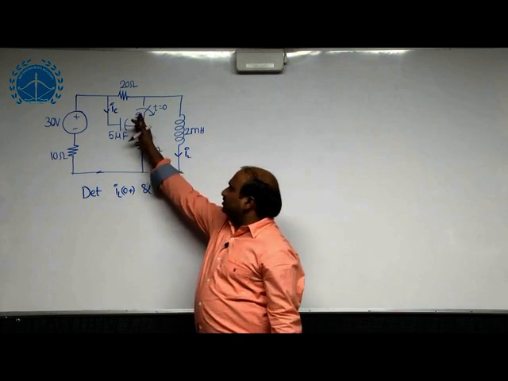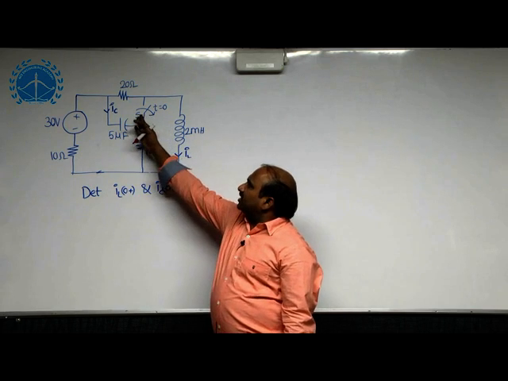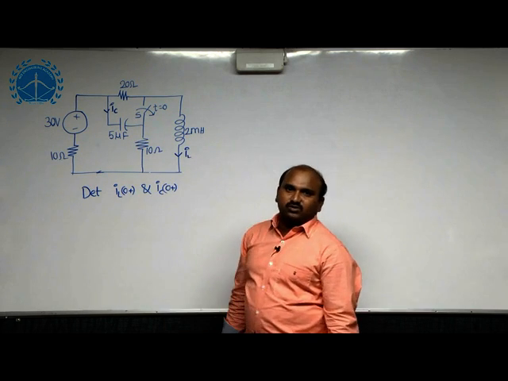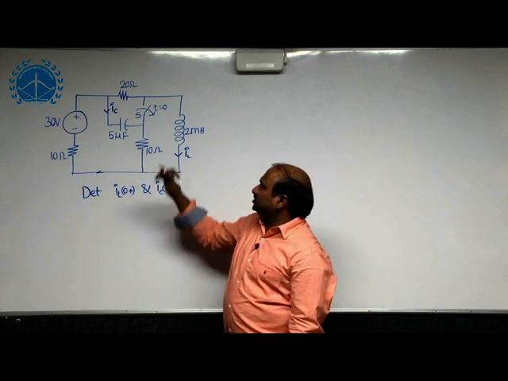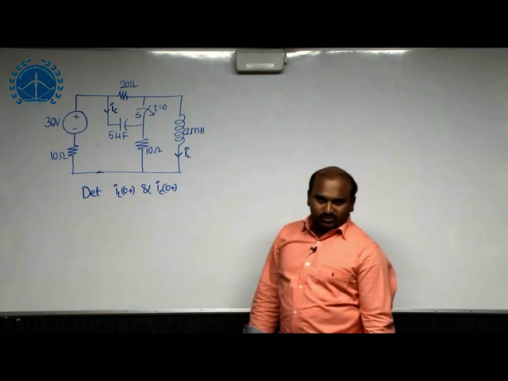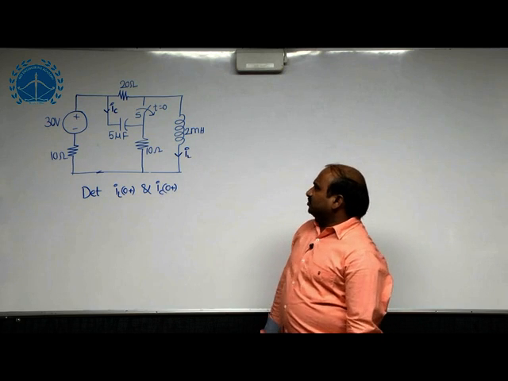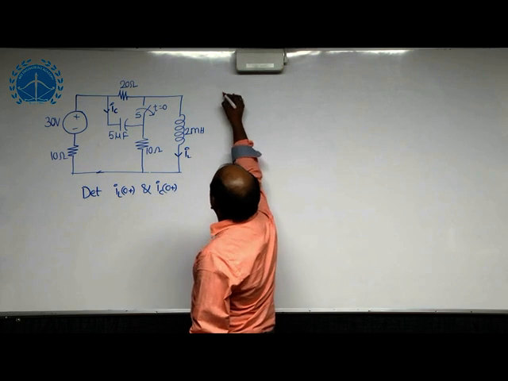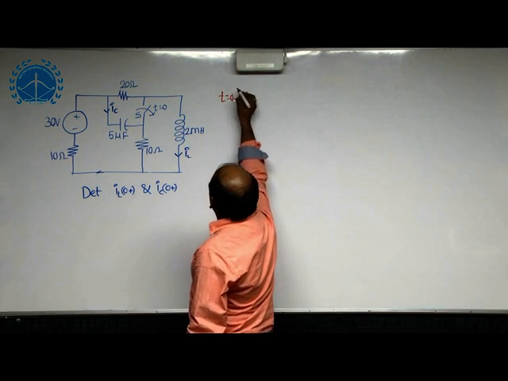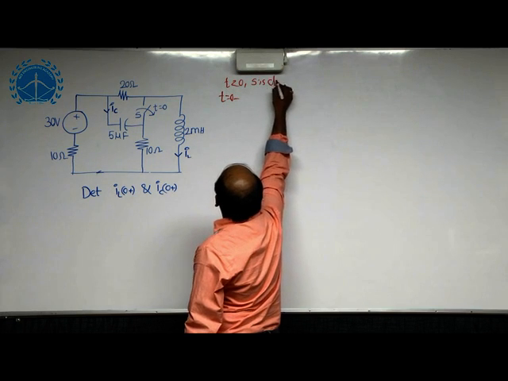Before t equal to 0, the switch position is closed. According to this, the switch is opened at t equal to 0. Before t equal to 0, the switch is closed. Now, the capacitor and inductors are affected by the 30 volt source. That is why they have initial values. To obtain the initial values, take t equal to 0 minus. Now, for t less than 0, the switch is closed.